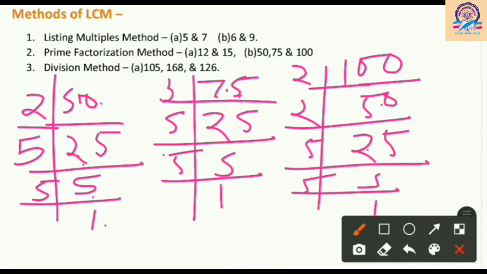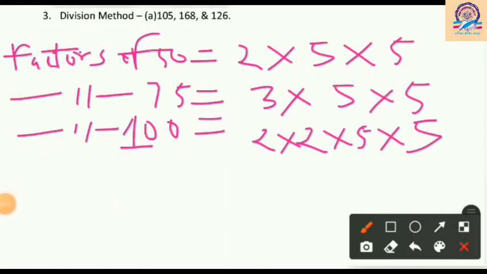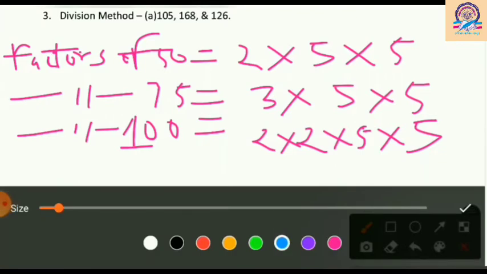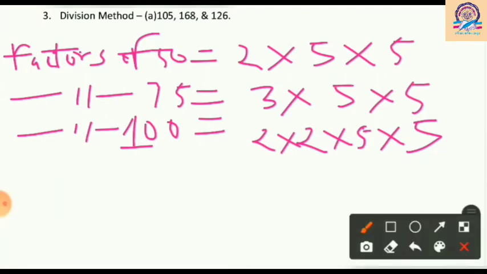So now what will we do? Yes, we will write the factors of all these numbers and try to make pairs. Okay, I have no proper space, let me write it. Here I have written the factors of 50, 75 and 100. You can see factors of 50 are 2, 5 and 5. Factors of 75 are 3 into 5 into 5. And 100 is 2 into 2 into 5 into 5.